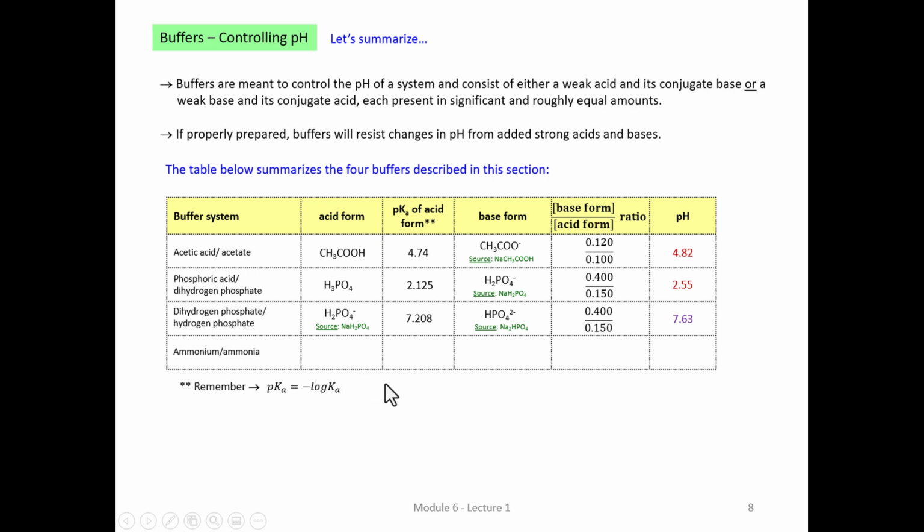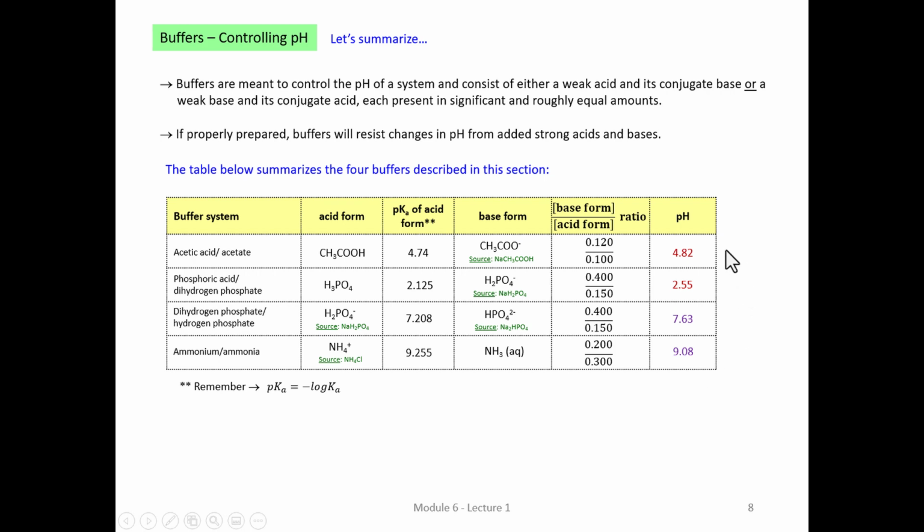For the ammonium ion ammonia buffer, of course, the acid form was ammonium ion and the source was ammonium chloride. The pKa was 9.255. The base form was ammonia. The base form to acid form ratio was 0.2 over 0.3, and the pH was calculated to be 9.08.